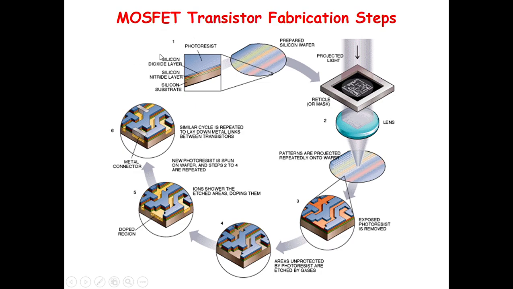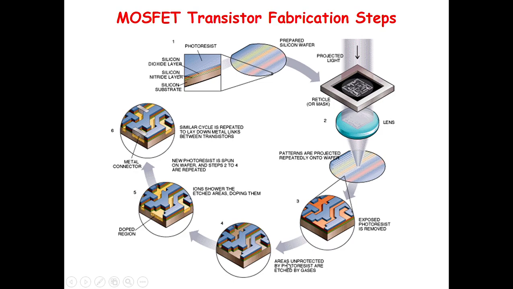Okay, so number 1, it's basically the photoresist. This is the prepared silicon wafer. Here you have the mechanism for projected light, and here you have the mask. Patterns are projected repeatedly onto the wafer. So this is your wafer, and through this mechanism you project these patterns onto the wafers. Here this is your mask lens. And here number 3, the exposed photoresist is removed in this process.